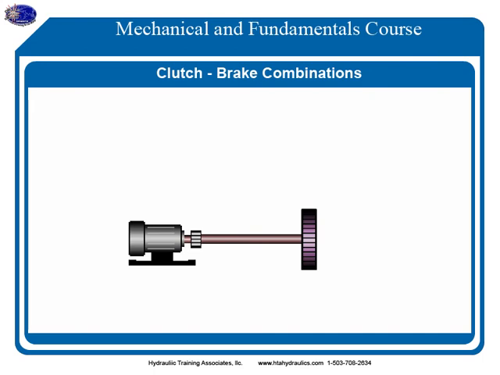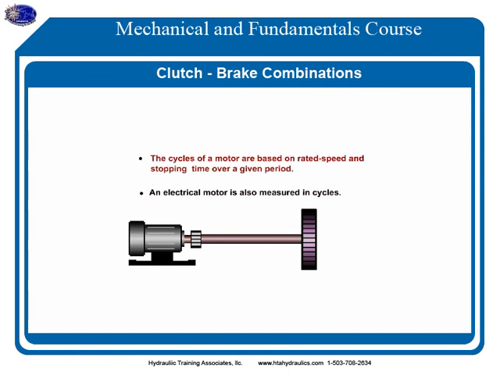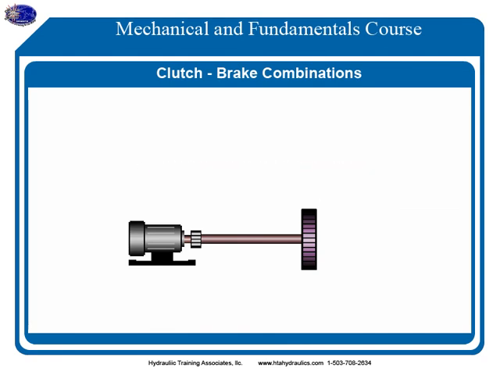In clutch brake terminology, a cycle is one start and one stop. These start and stop cycles are usually counted over a 1-minute duration. An electrical motor is also measured in cycles. For a motor, the cycle rate is based on rated speed and stopping time over a given period. Let's look at a typical motor stop-start cycle. The gradual upslope at the start indicates the time required for the motor to build up to rated speed. The gradual downslope at the end indicates the time required for the motor to stop.